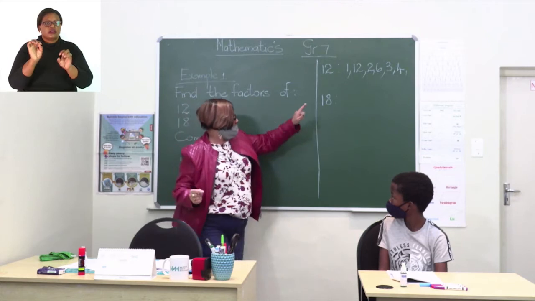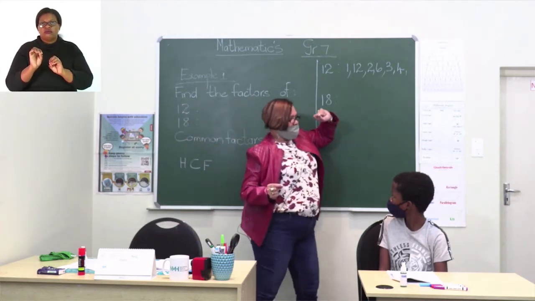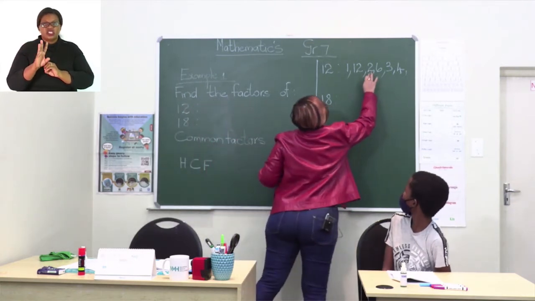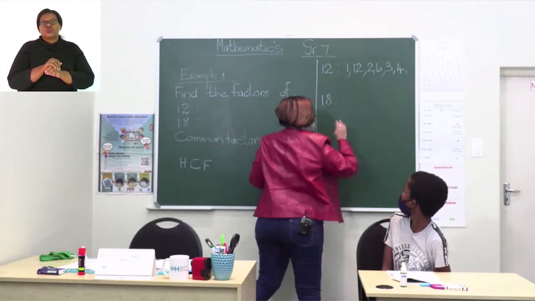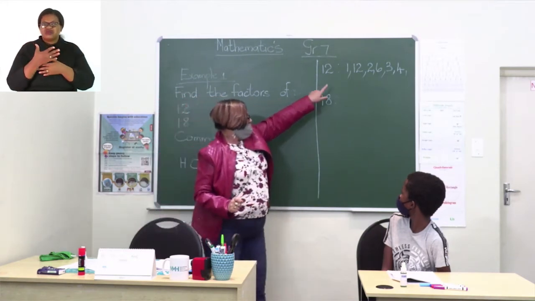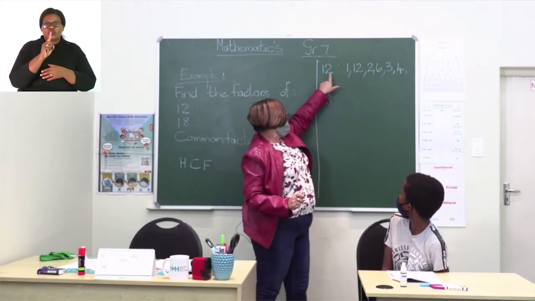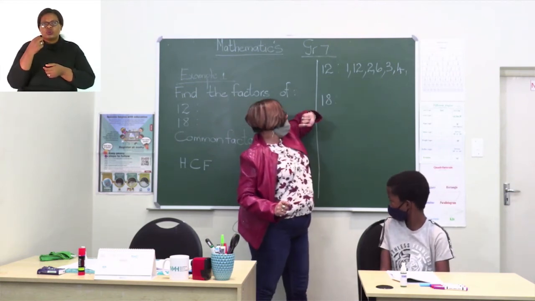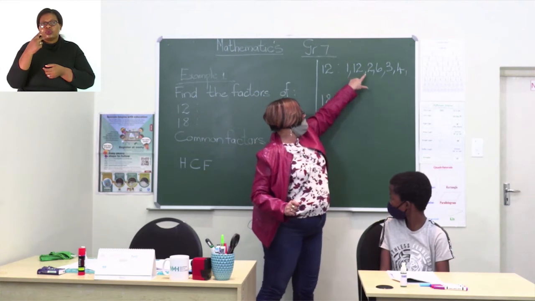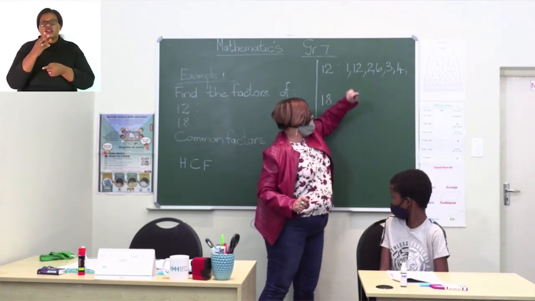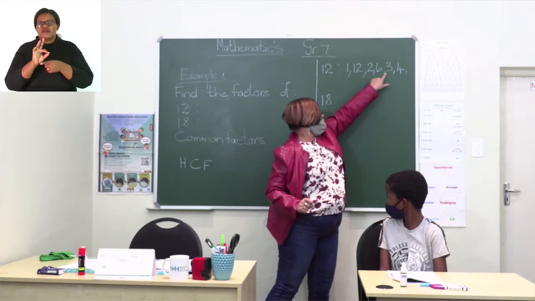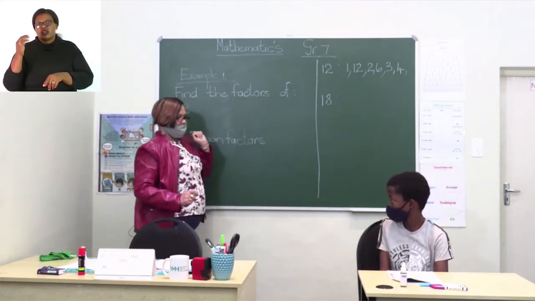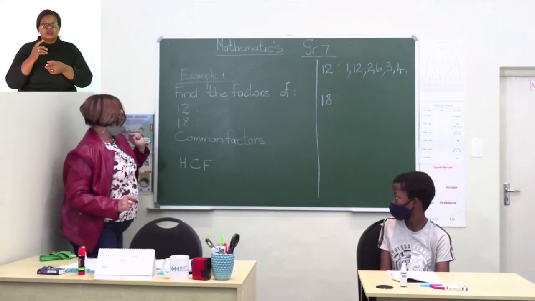We have 4 there because 3 divides into 12 4 times. We have 6 here because 2 divides into 12 6 times. Look at the list. We have 1 divided into 12 12 times, so 1 and 12 are factors. 2 divided into 12 6 times, so 2 and 6 are factors. 3 divided into 12 4 times, so 3 and 4 are both factors. Do you agree? Yes. All right.